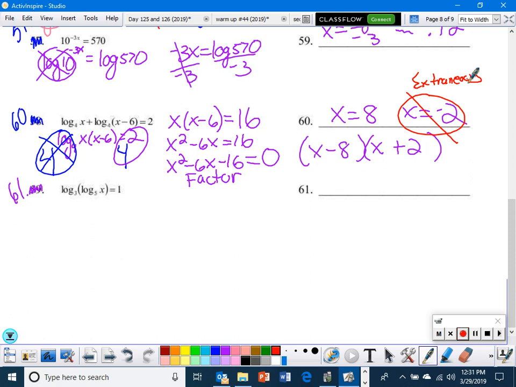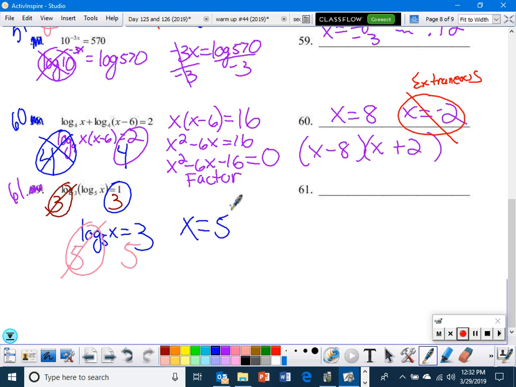All right, last one for this section. This one is just like number 55 up above. We've got log base 3, log base 5, so we're going to start off by getting rid of the log base 3, so we're going to do this. Three to the first power is 3. Now we're going to get rid of the 5, so we're going to do this. So x equals 5 to the third power, and 5 to the third power is 125.